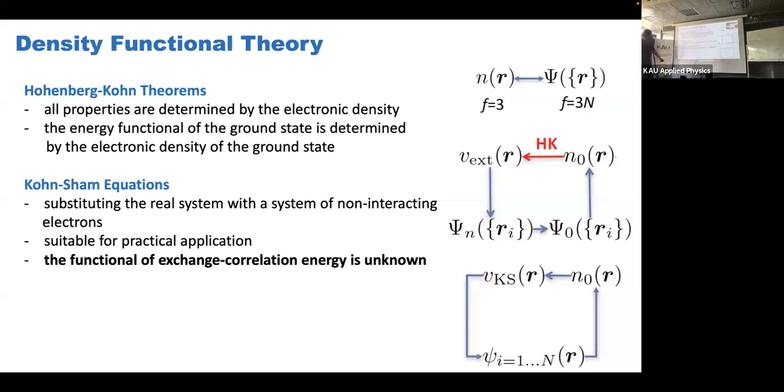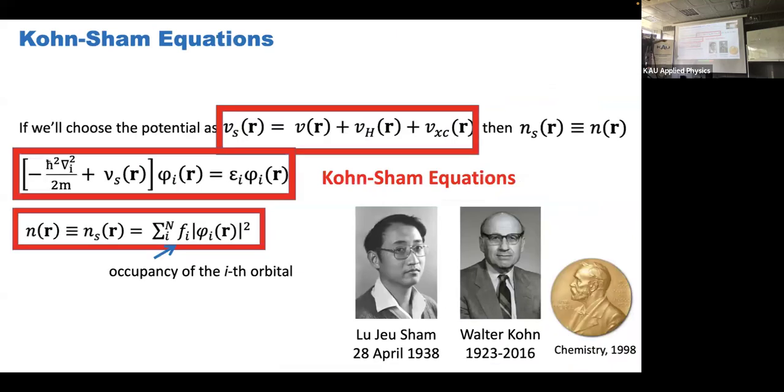The idea of the Kohn-Sham equations is that we take the real system and substitute it with a system of non-interacting electrons, like the Hartree approach. And then we create this system of equations. It was Kohn and Sham, with Walter Kohn, in 1965. Then Kohn got the Nobel Prize. Sham didn't get the Nobel Prize. The Kohn-Sham equations are a system of three basic equations.